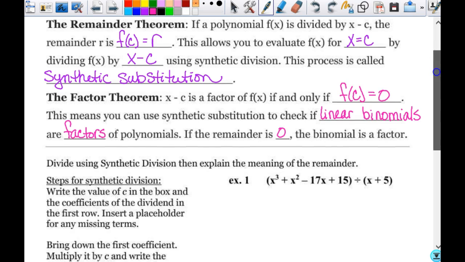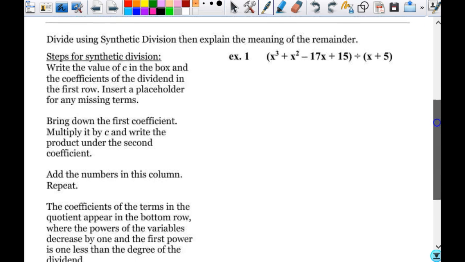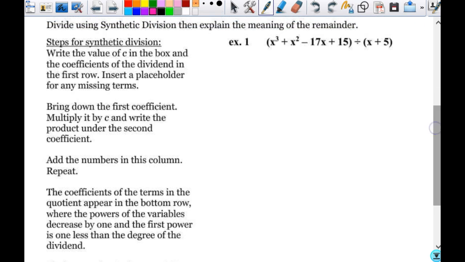Okay, so there's steps over there. We'll talk through the steps. Some of you may not really need it because you remember how to do it. But we're not only going to divide using synthetic division, but we're also going to explain the meaning of the remainder, because I want to make sure you understand why you're doing it.